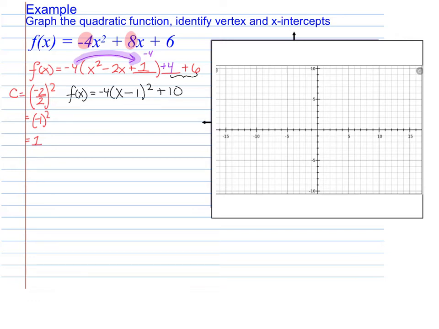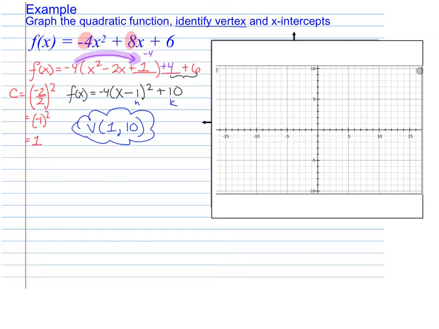In vertex form, now you can identify your vertex, which is your h and your k. So this is my h, this is my k. My vertex would be the opposite of your h, which is 1, and the same k, which is 10. So this is our vertex. And that takes care of the vertex part of identifying it. I'm going to graph it next.